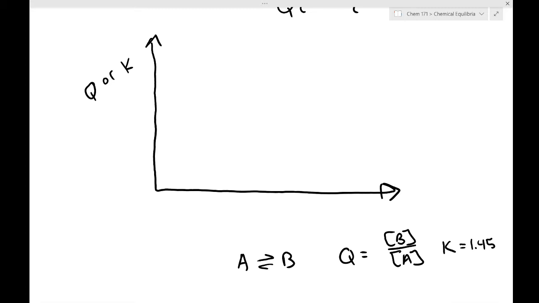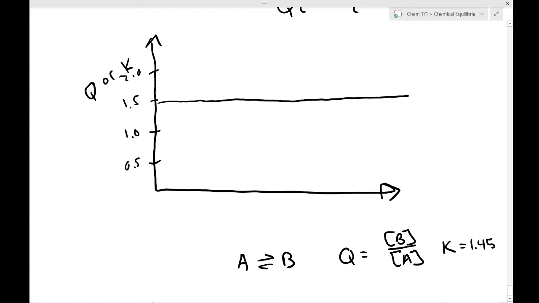So let's write out some points on here: 0.5, 1.0, 1.5, 2.0, etc. So K is at 1.45, so it's somewhere around here. Okay, so that's K.